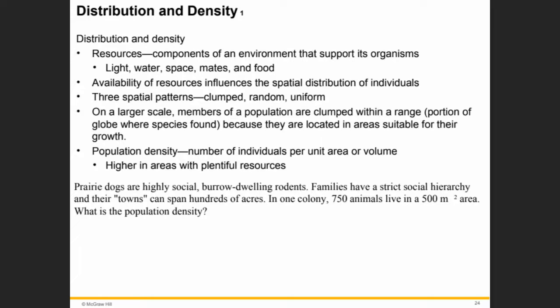Three spatial patterns: clumped, random, uniform. Members of a population are clumped within a range or portion of the globe where species are found, because they are localized in an area suitable to their growth. The population density, which is the number of individuals per unit area or volume, is of course very high when there are plenty of resources around.